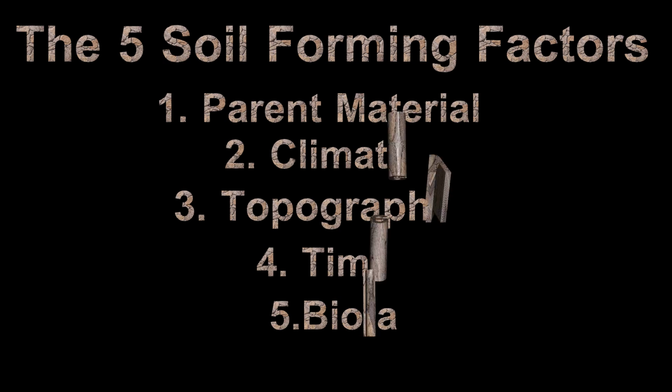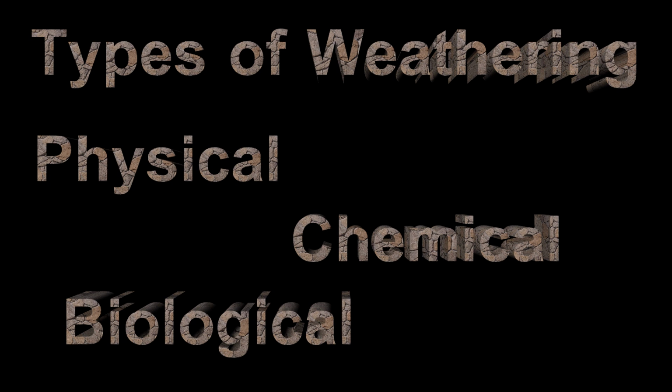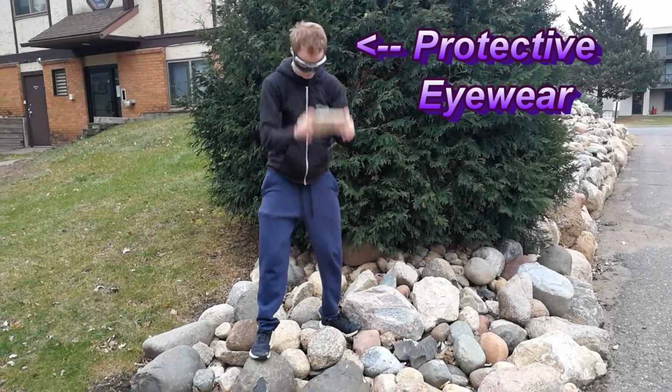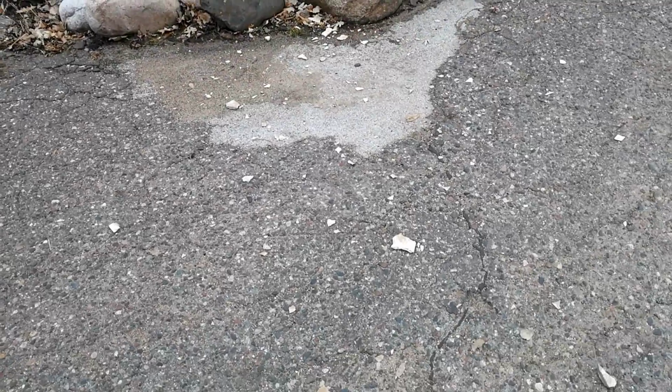There are 3 common types of weathering that can break down rocks. They include physical weathering, chemical weathering, and biological weathering. An example of physical weathering could be a rock falling down a hill and breaking into pieces. In this example, we shatter a piece of limestone. Physical weathering of rocks increases the surface area, allowing for faster weathering from other sources.